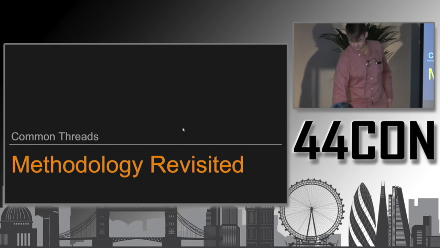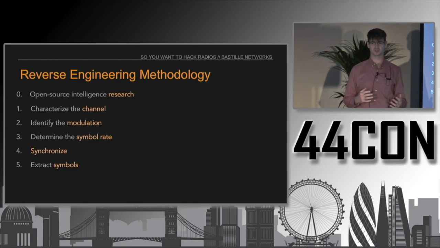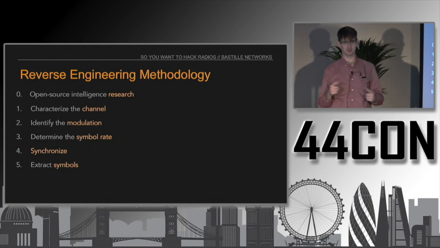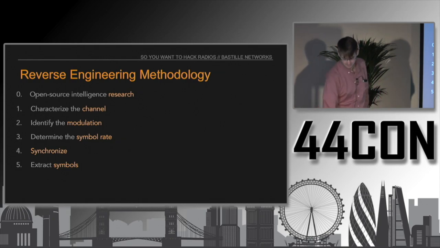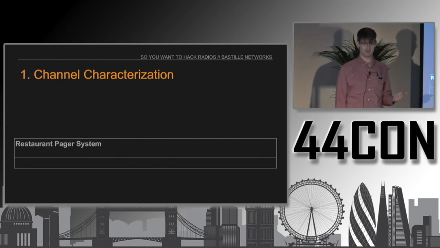Just to wrap up, we proposed this methodology for how we can provide structure to this reverse engineering process. The key element is to start off with some strong open source intelligence research, and then methodically work through the signal to identify the key characteristics that you'll need to plug into a flow graph. The first step is to characterize the channel, and as we saw, it was a single channel in the 433 megahertz band.